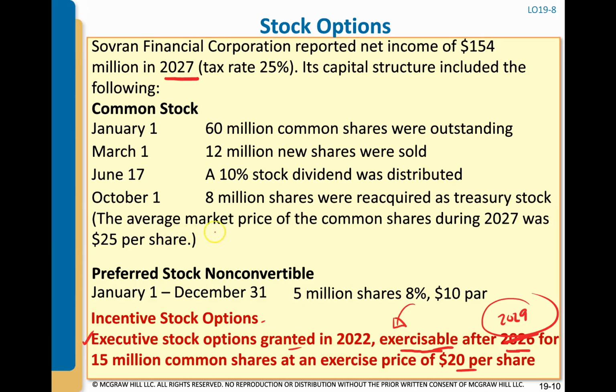The other piece of new information is that the average market price of common shares during 2027 was $25 per share. So that was the average stock price for the year.